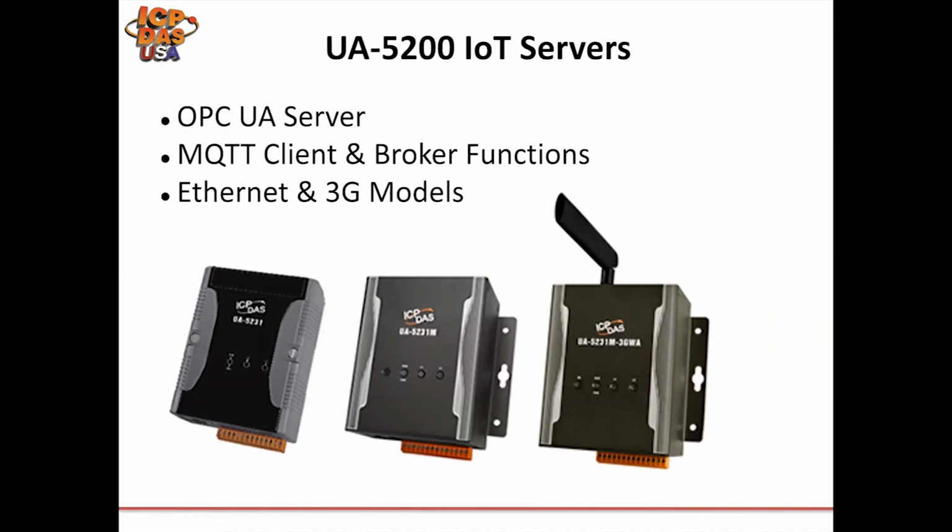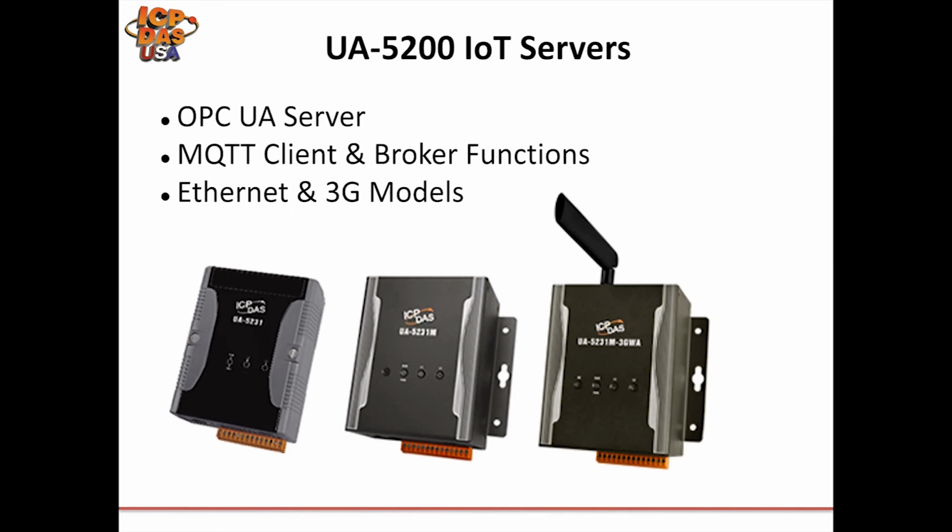And where would the MQTT clients be without a broker? The UA5200 series is what we would recommend to use as an MQTT broker. This is a family of IoT servers that offer both an MQTT client and server function, as well as an OPC UA server. One of the concerns that you run into when working with MQTT is that there's no built-in function for storing and logging data. But the UA5200 server solves that problem, and you can log data onto the module itself on an SD card.